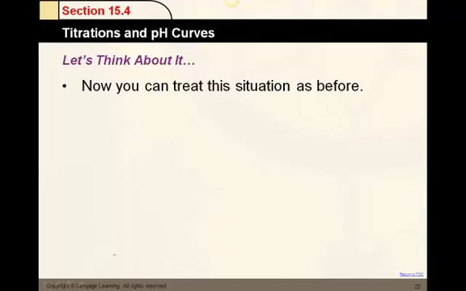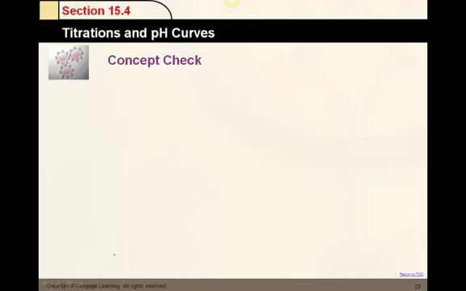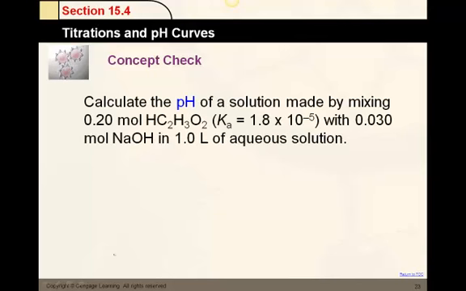So you can treat this situation as before. We're going to list the possibilities for the dominant reaction. We're going to determine which controls the pH, and then we're going to do some problem solving. So let's look at an example here. All right, calculate the pH of a solution made by mixing 0.2 moles of acetic acid with 0.03 moles of NaOH in 1 liter of aqueous solution. So let me show you how I would do this problem. And I wouldn't have to go through all the painful little steps that your book likes you to see.